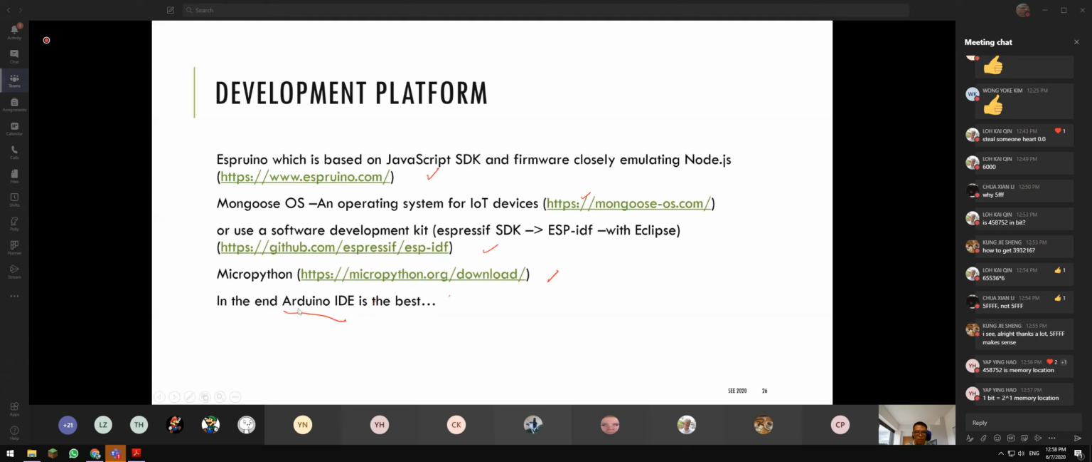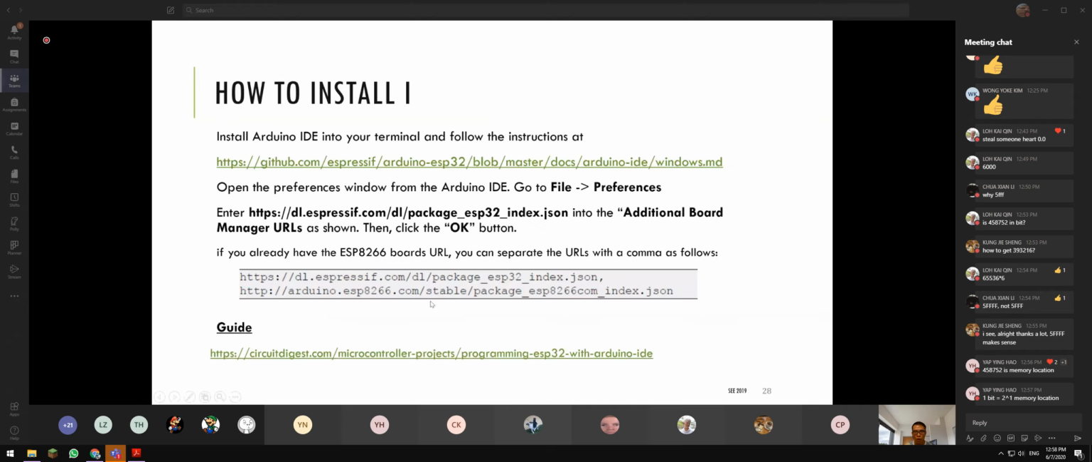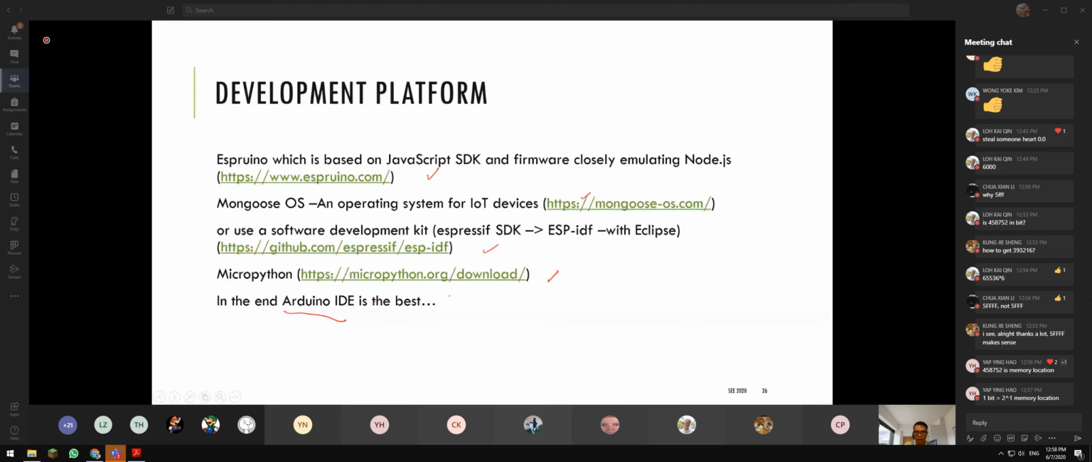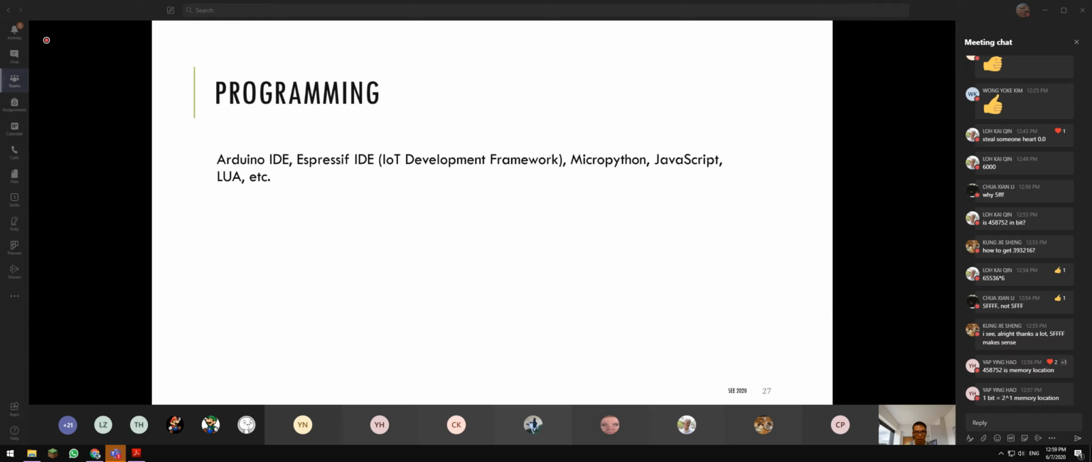So of course, under this subject, we're using Arduino IDE because most of you are quite familiar with Arduino IDE. Okay, so for the programming part, definitely it's Arduino IDE.